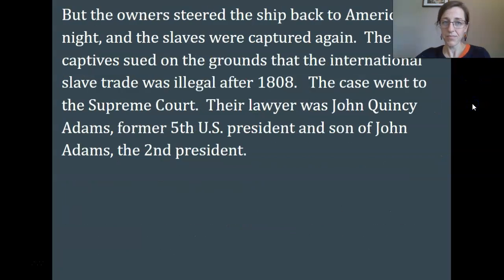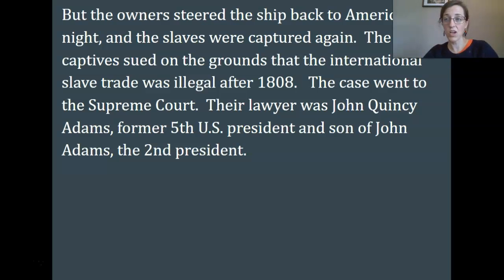But the owners that they stole the ship from steered the ship up north along the coast of America. And at night, they got closer to America to trick Cinque and his men into thinking they were going back to Africa. So they did finally make it onto land, somewhere in New York, I think Long Island, and they captured these captives again. The captives sued on the grounds that the international slave trade was illegal and had been for 30 years, and that case went all the way to the Supreme Court.